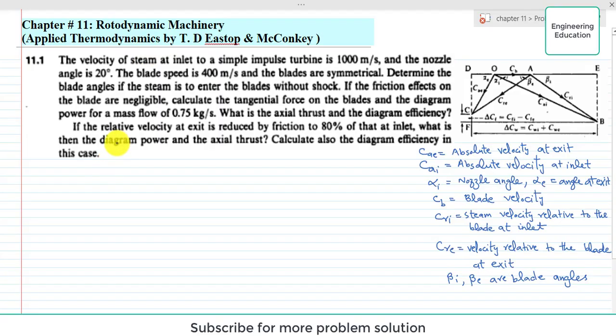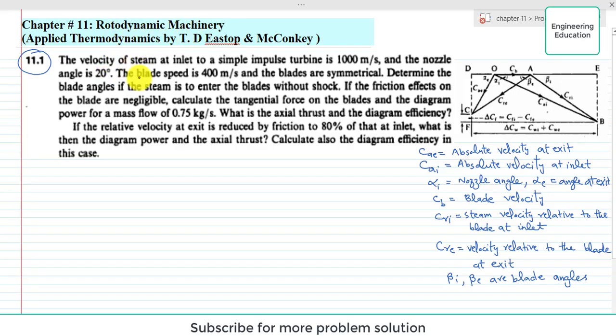In this lecture we are going to solve problem 11.1 from the book of Applied Thermodynamics by Eastop and McConkey, chapter number 11, Rotodynamic machinery.